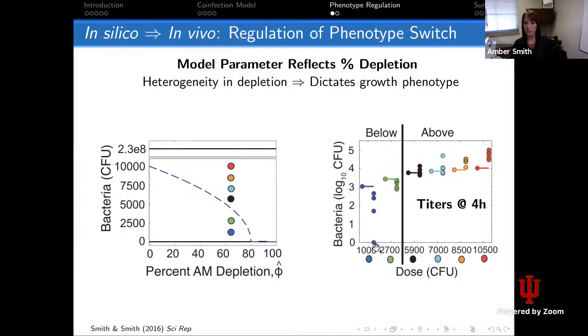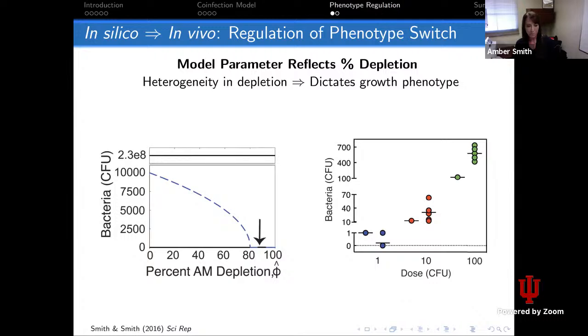if you're below it, you get clearance. You can actually get complete clearance if it's sufficiently low. And when it's a little bit closer to that line, of course, you don't get quite as much clearance. As you move further and further up, you get faster and faster growth. And that's not terribly surprising. This is exactly what we think of alveolar macrophages and their importance in clearing bacteria.